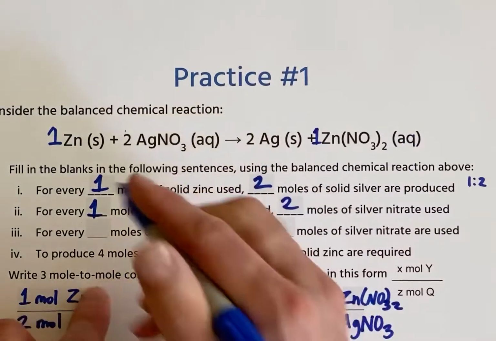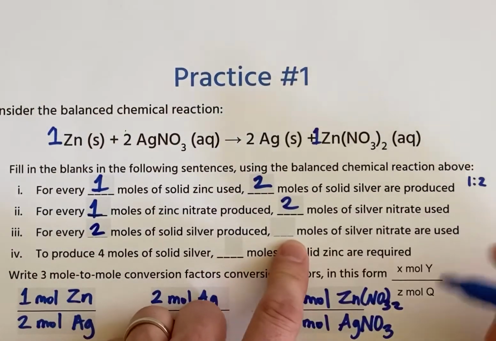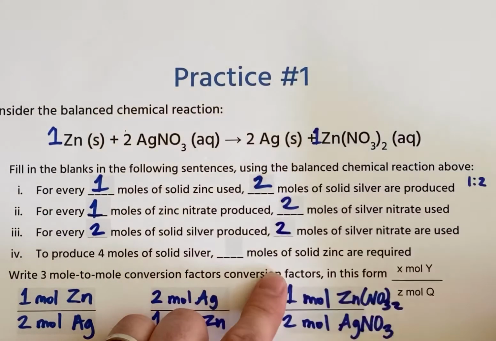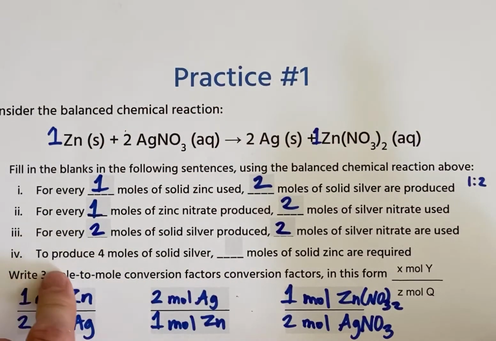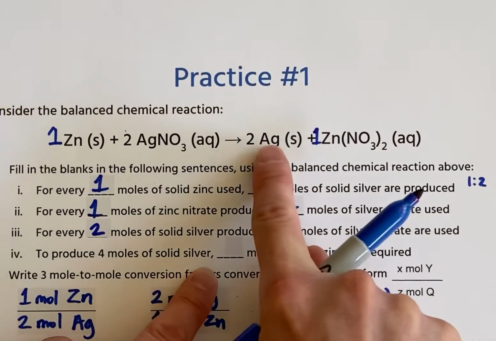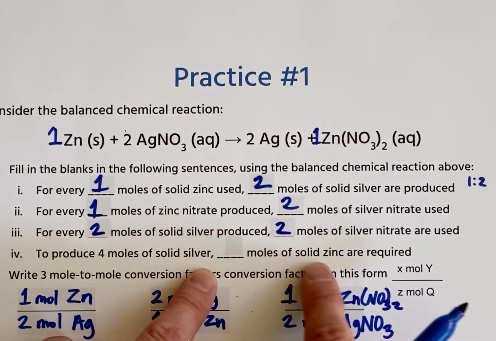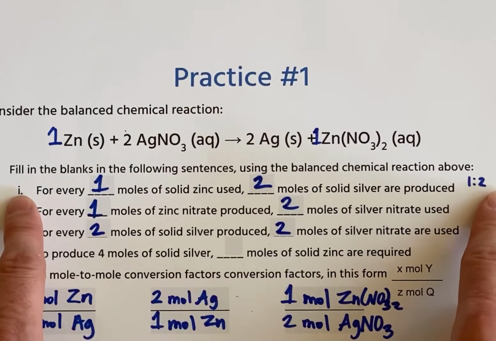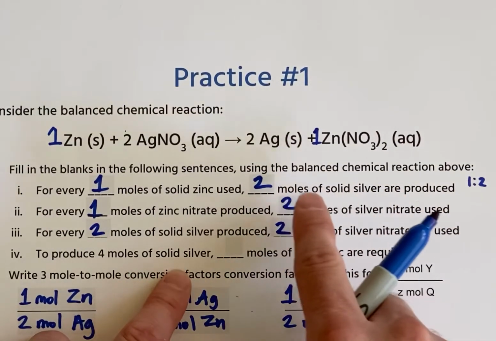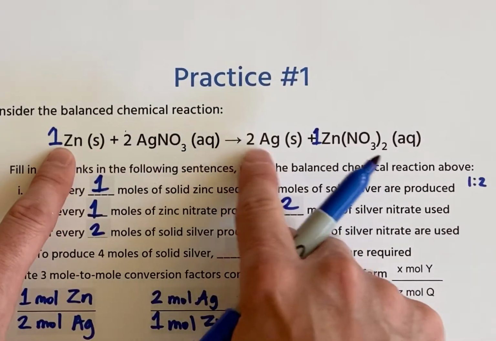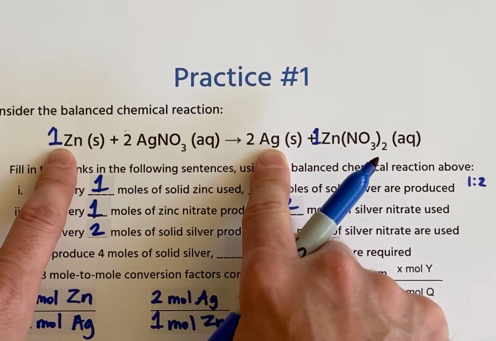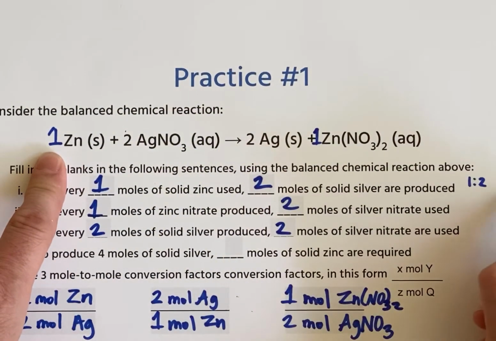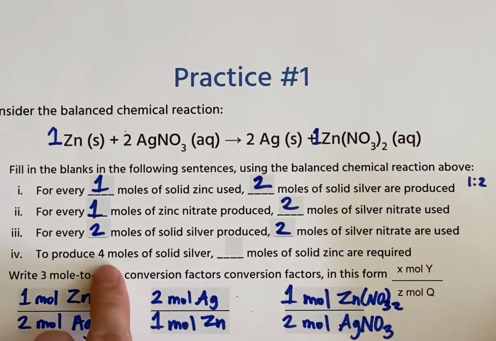Next one, A3, for every blank moles of solid silver produced. Solid silver produced, 2 moles. Blank moles of silver nitrate are used. Silver nitrate, 2 moles are used. And here, to produce 4 moles of solid silver, blank moles of solid zinc. Well, we got ahead of ourselves in number 1 here. If 1 mole of zinc yields 2 moles of silver, then 2 moles of zinc would yield 4 moles. That's right here. 2 moles of zinc would yield 4 moles of solid silver.